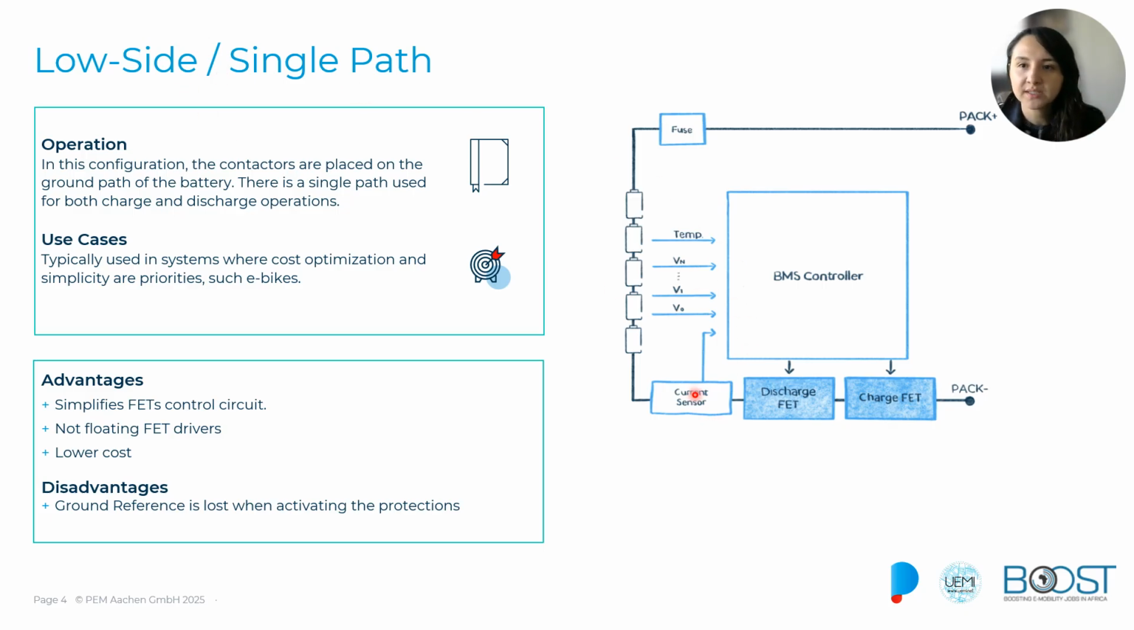This is a straightforward design in which we have two contactors that are placed in series, and both of the contactors are in the ground side of the battery. As you can see, as both contactors are in series, it means that we have a single path that is being used for charging and for discharging. The charging and the discharging FETs, in this case, will be sharing the same connector that is here, and there will be the same current flowing through each of these contactors.